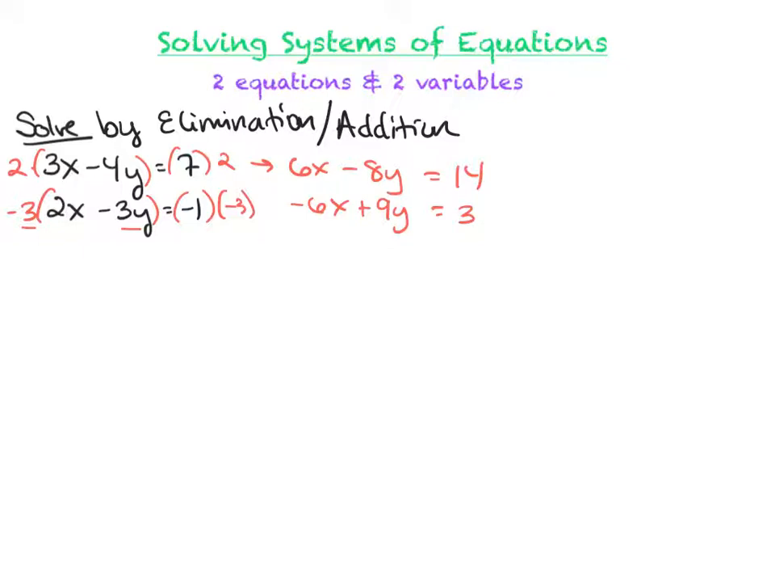Now, when we add these two equations together, watch what happens. 6x minus 6x is 0. Negative 8y plus 9y is 1y. And 14 plus 3 is 17. So we have one part of our solution, y is equal to 17.